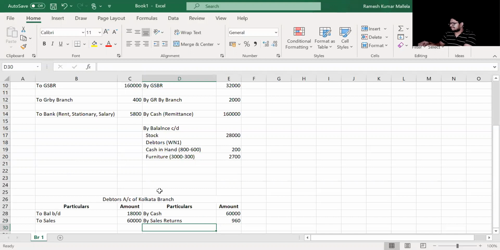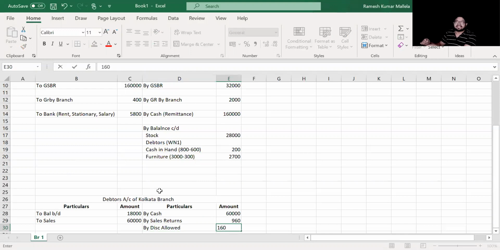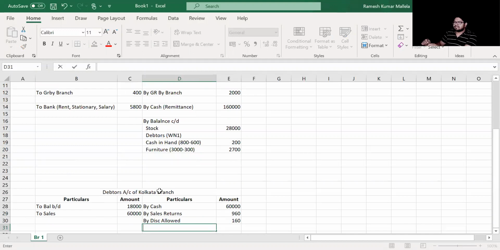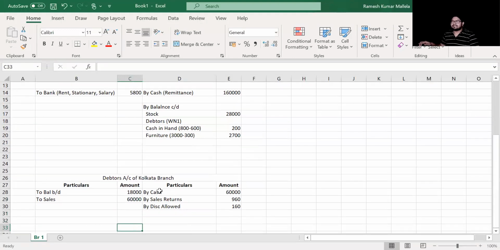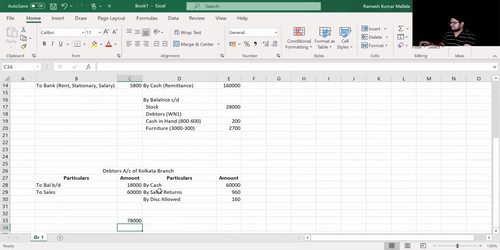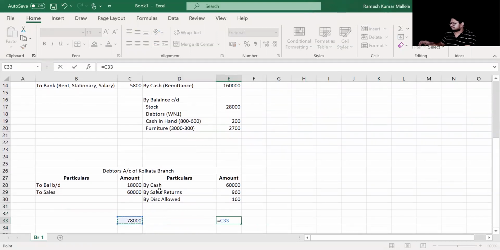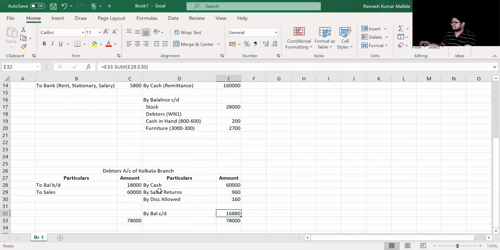Then there is some discount allowed by you. The discount allowed is 160 given there. Okay. Then I think these are the only transactions you have. On considering all these, the closing balance you get, that is the balance carried down, would be this minus the sum of all these. So the closing balance is 16,880.